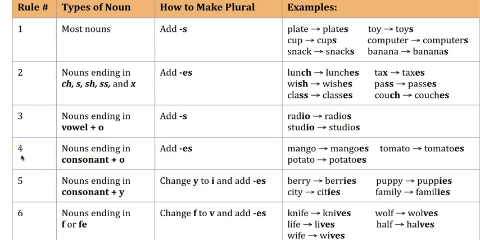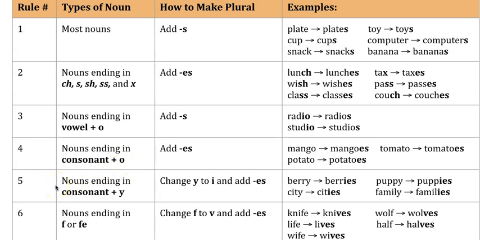Rule number 4. When the noun ends with a consonant and an O, we add ES, not S, ES. For example, mango. Before the O, we have a G. A G is a consonant, so it changes from mango to mangoes with ES. Potato, tomato is the same because we have a T, a consonant before the last O.